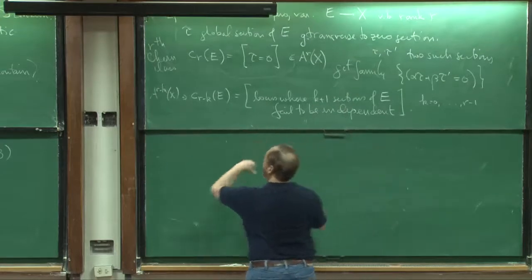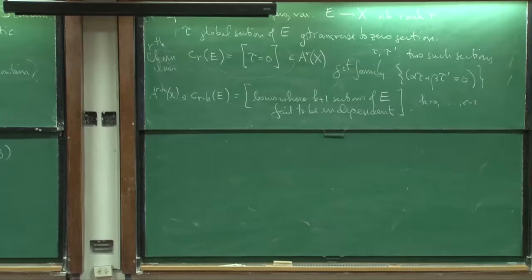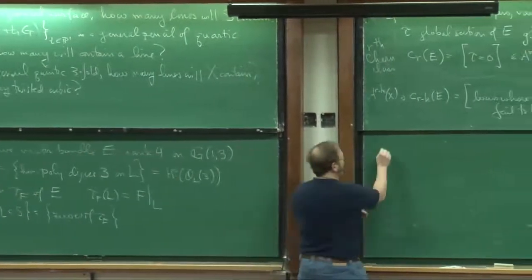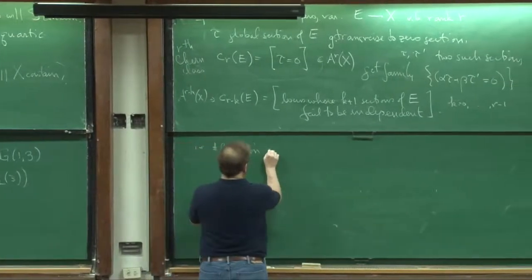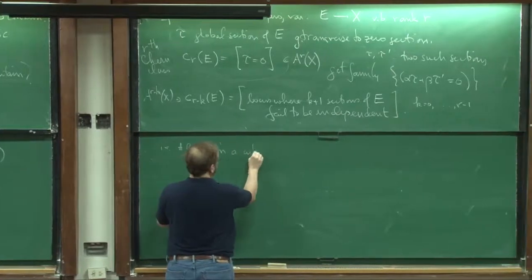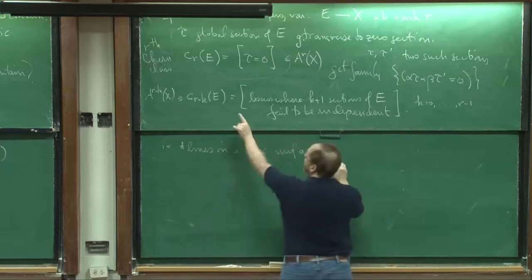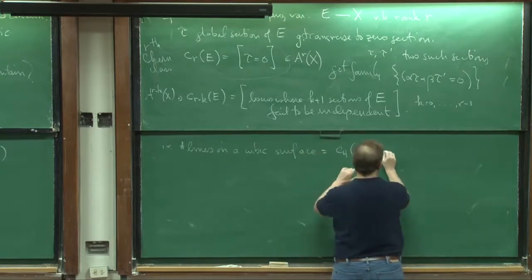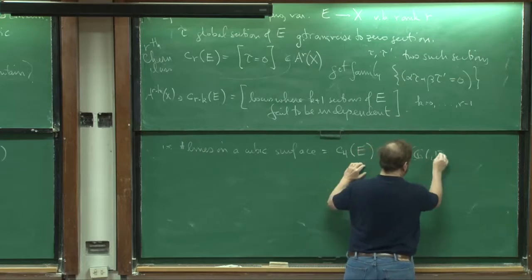And now we can reinterpret this as saying that the number of lines on a general cubic surface, so the expected number, is just the top Chern class C4 of this vector bundle E that we introduced over there. This is an element of A4 of the Grassmannian of lines in P3.